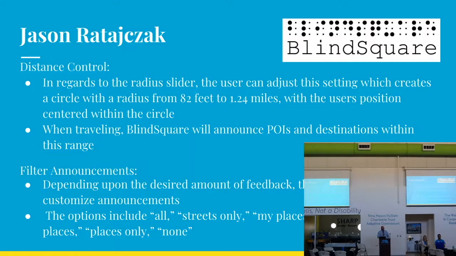I set my BlindSquare to announce points of interest based on the clock face, but the user has the option to go in and choose cardinal directions, or you can use degrees. I like using the clock face because it kind of reinforces that with my students, but I've also used cardinal directions and it works really well.